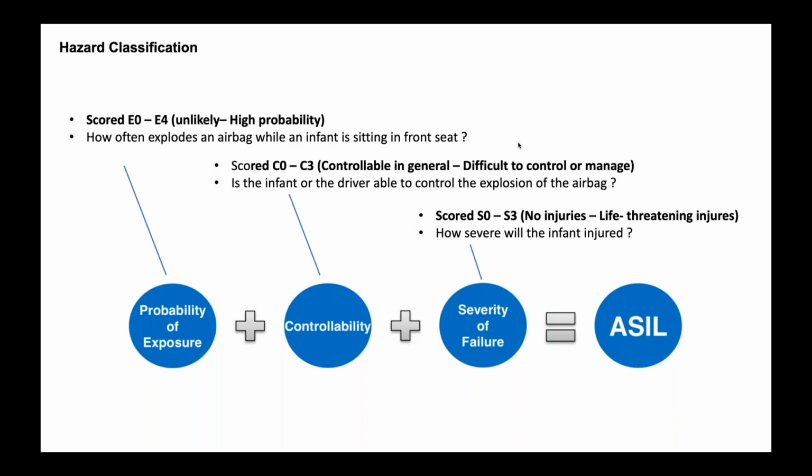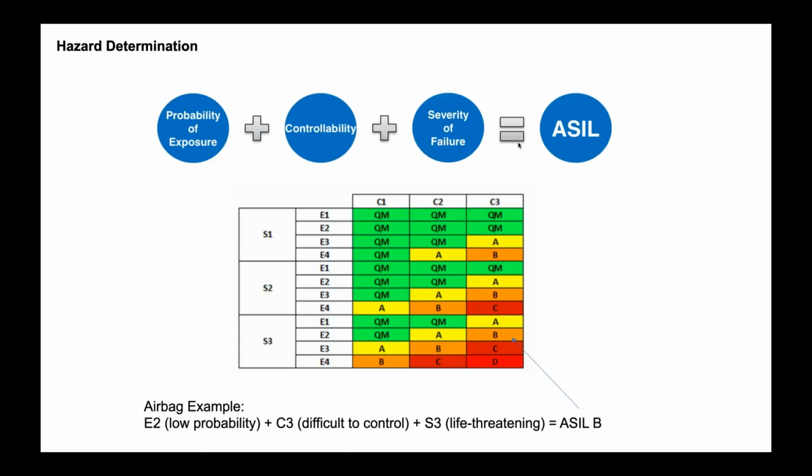Once we calculate these numbers, we can define the ASIL, and actually Polarion can define the ASIL automatically for you if you provide the right numbers. We will see it soon in the demo. As I showed before, the ASIL can be grouped into the table, and in the example of the airbag, low probability of event E2 plus difficult to control C3, and the result will be life-threatening for the infant S3, and we get B as the ASIL value.